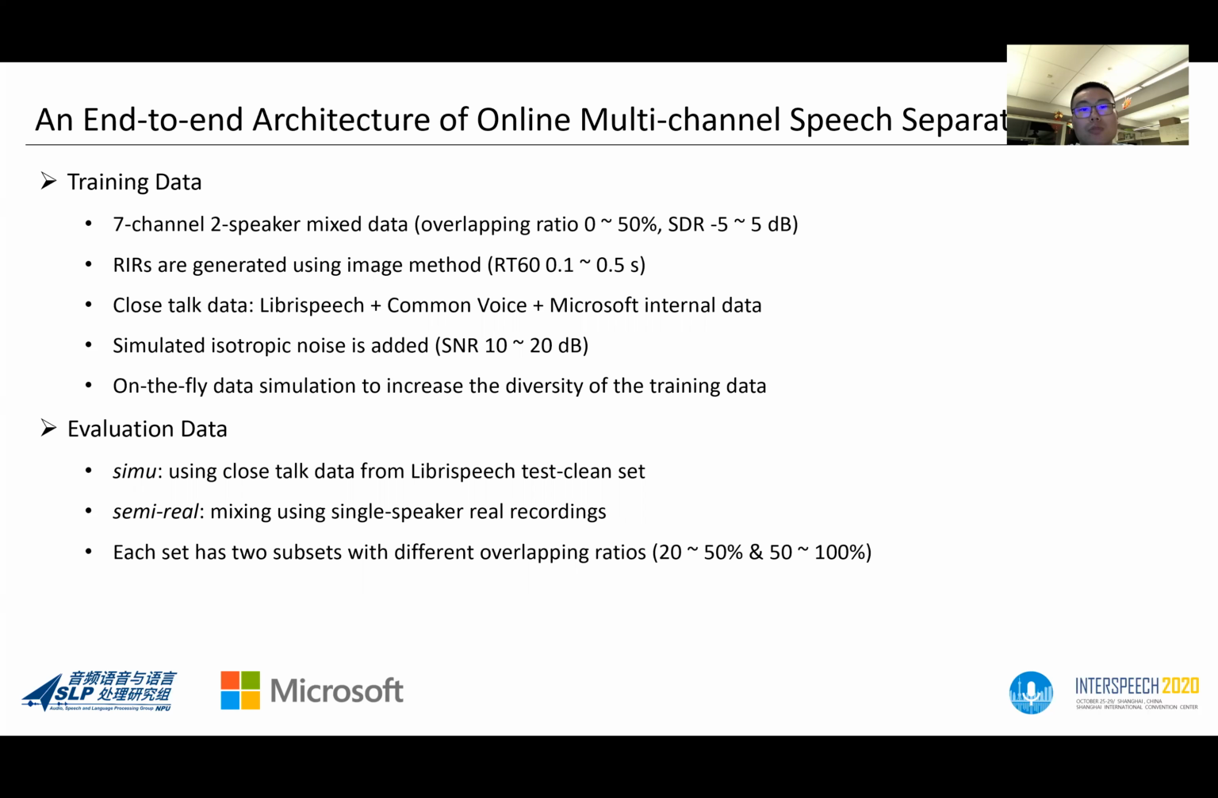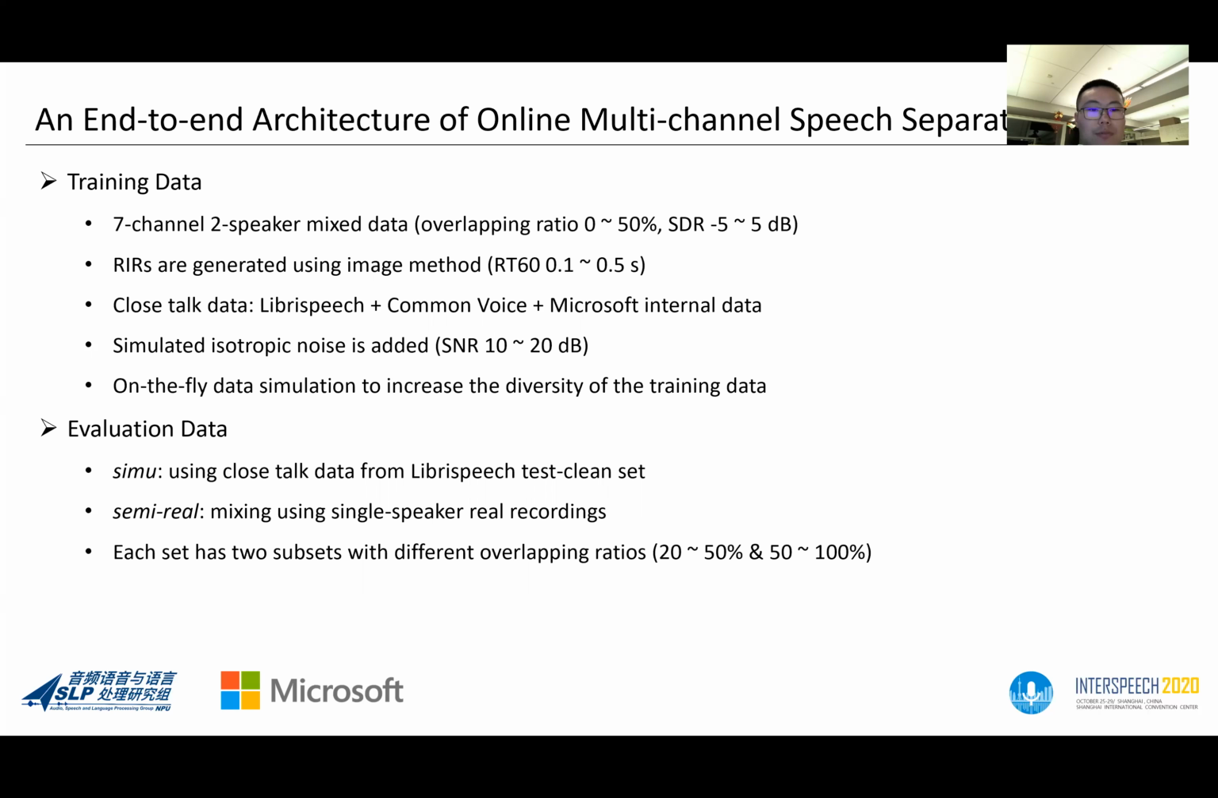The simulated isotropic noise was added to each utterance with an SNR sampled between 10 and 20 dB. We make sure that each utterance contains only 1 or 2 speakers, and the mixing SDR is between -5 and 5 dB. The average overlapping ratio on training data is kept around 15%. We perform on-the-fly data simulation to increase the diversity of the training data.